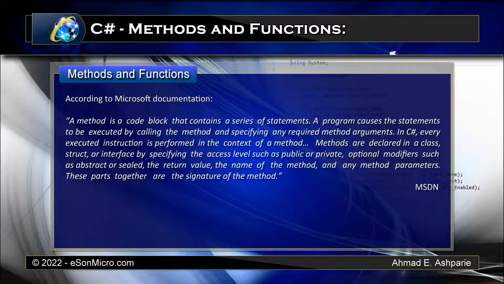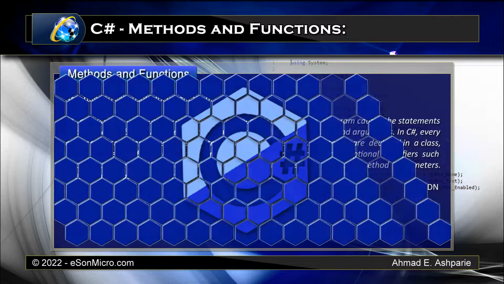Methods are declared in a class, struct, or interface by specifying the access level, such as public or private, optional modifiers, such as abstract or sealed, the return value, the name of the method, and any method parameters. These parts together are the signature of a method.